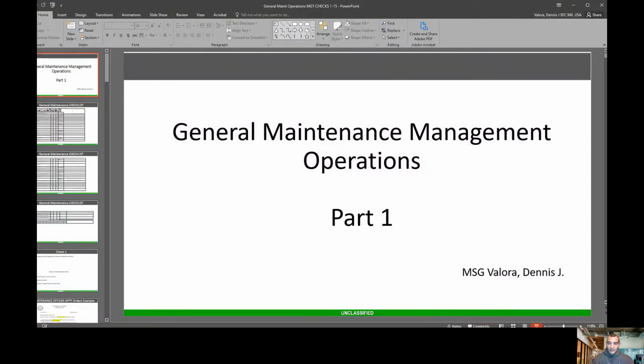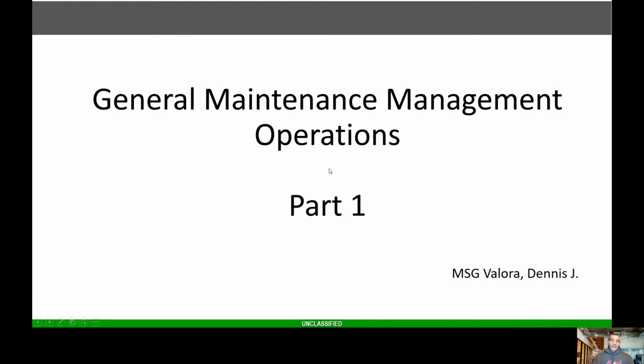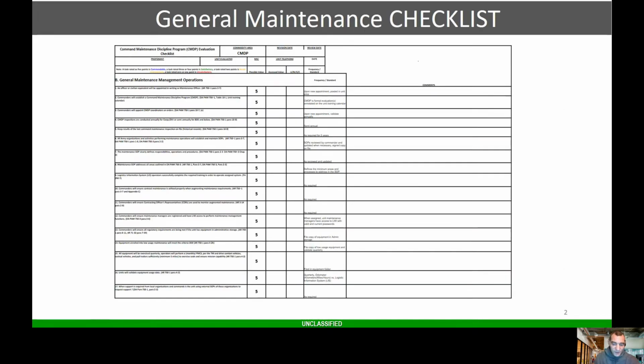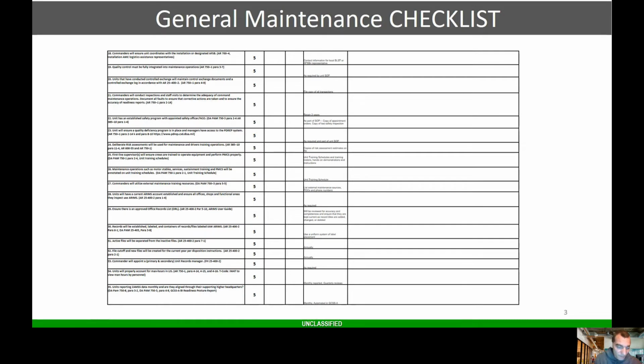All right, so general maintenance management operations. Like I said, this is part 1. There's going to be a lot of helpful tips. We're going to go through a lot of the regulations and go through what I would look for. So this is just the checklist of what it looks like. Total of 35 checks. Most of these checks are pretty easy, and a lot of this stuff we'll go into detail as we go through the CMDP process.